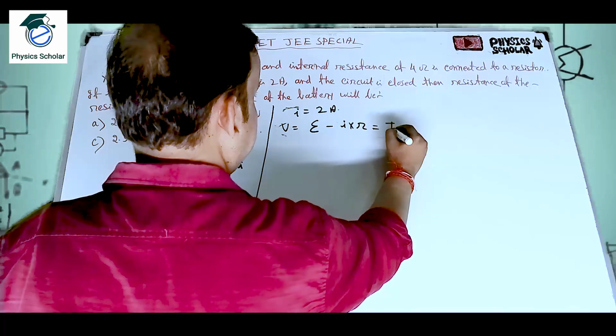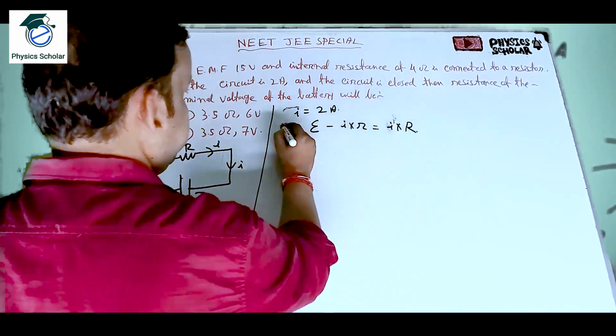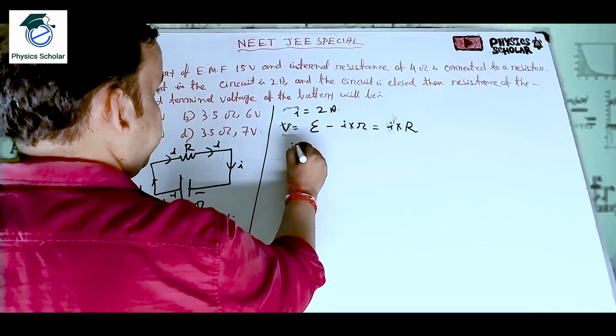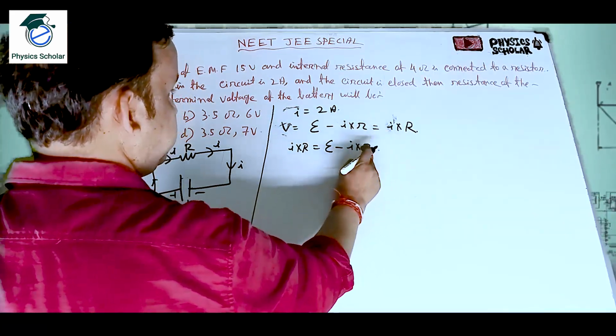Is equal to I into capital R. Clear? So that is the terminal voltage. So I into capital R is equal to eta minus I into small r. Small r means internal resistance of the battery.